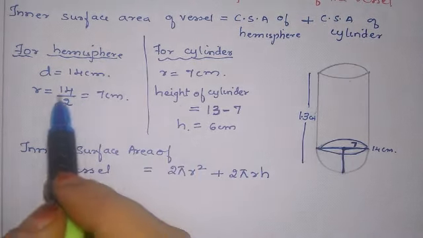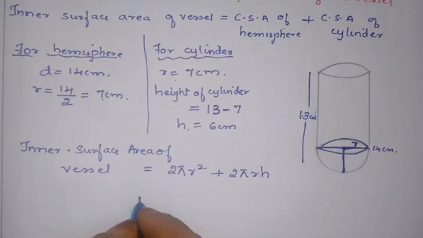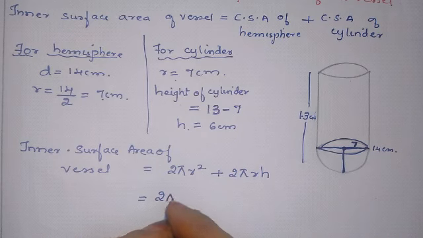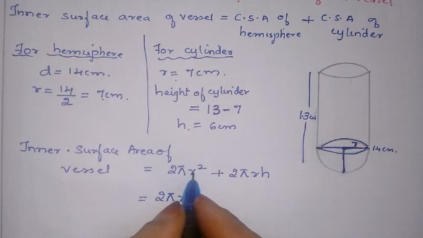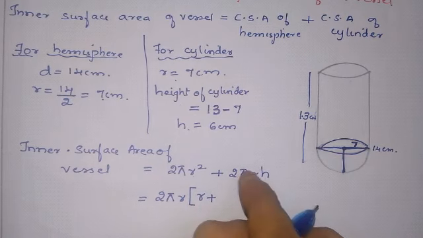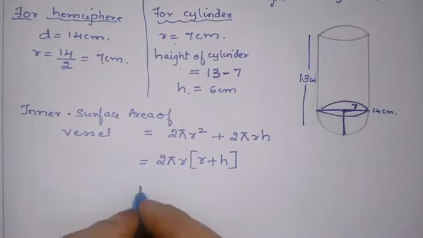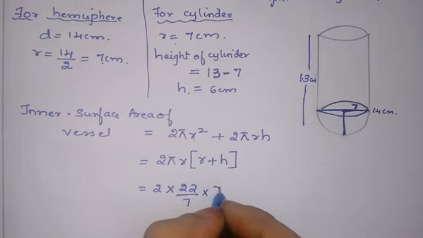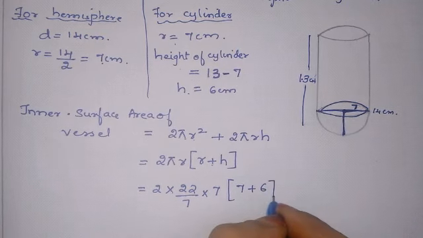Now r value is same. For hemisphere also r is same, and for cylinder also r is same. So we can take 2 pi r common. 2 common, pi also is common, and r also is common. If we take 2 pi r common, 1 r is left out here. We can see 1 r is extra here. So we'll write plus 2 pi r common means what is left? h. So here 2 into pi value is 22 by 7. r value is nothing but 7. In the bracket r 7 plus h 6.